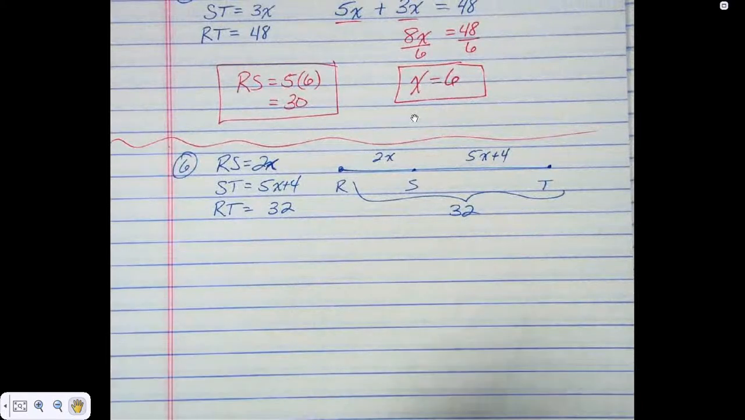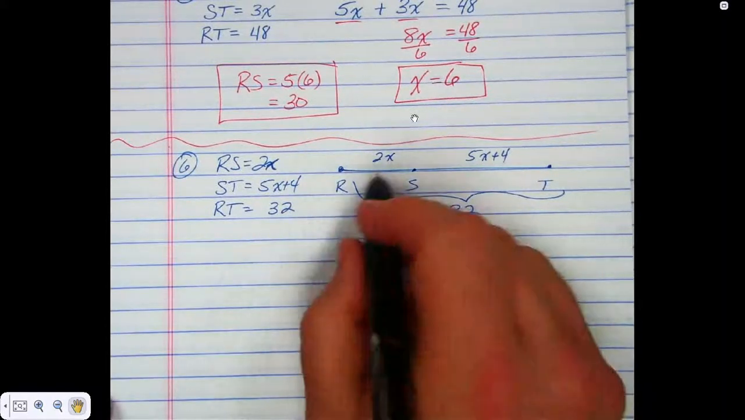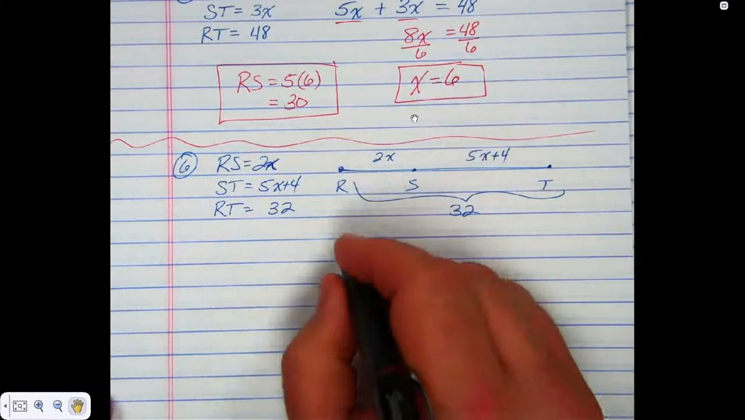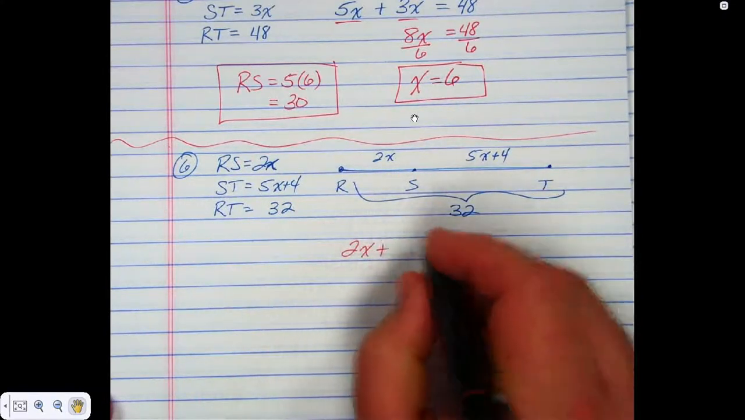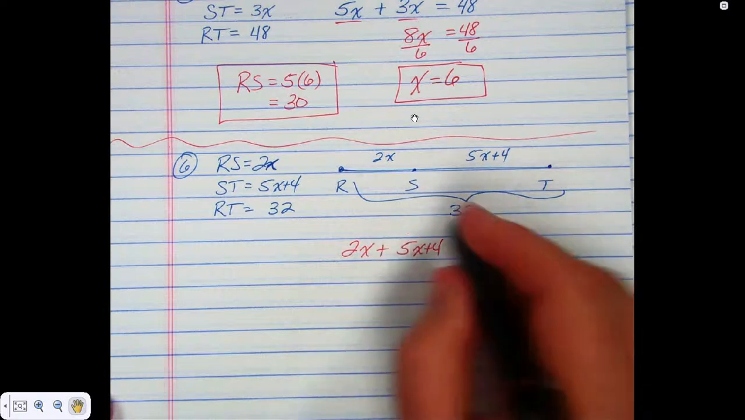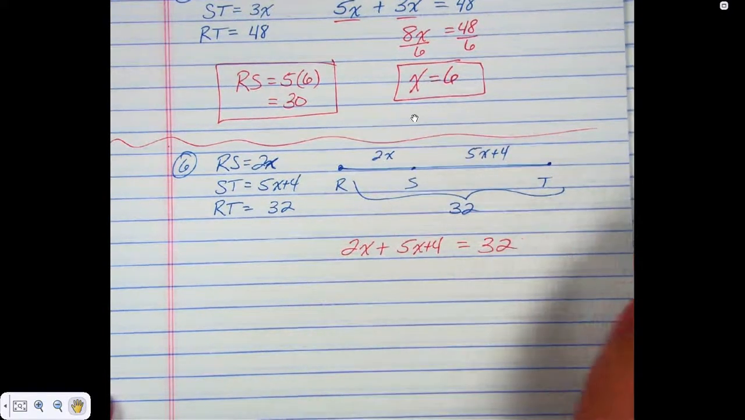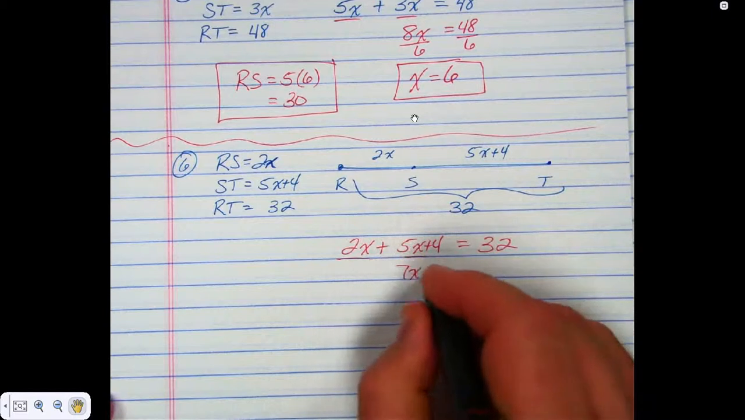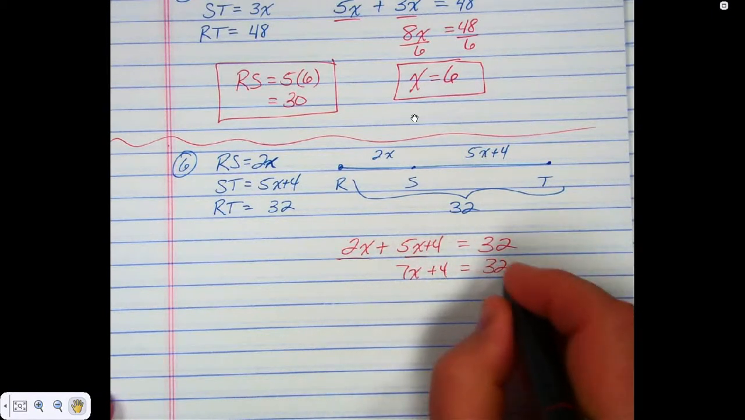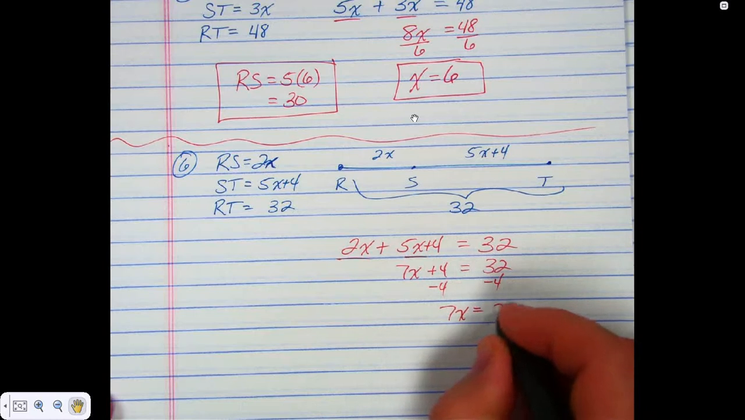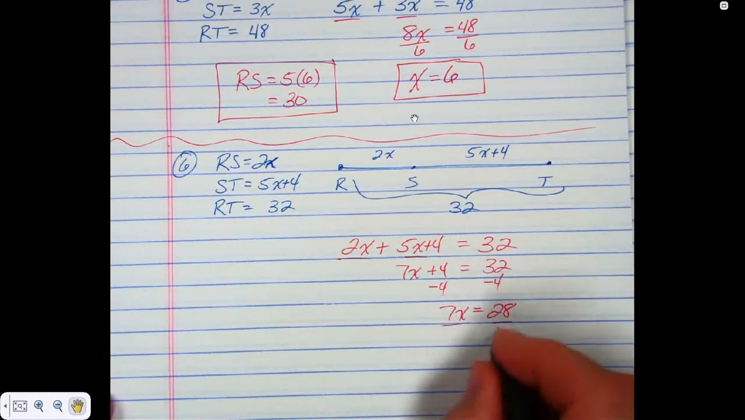What's my equation? I add the two smaller parts equal the whole, right? So what are my two smaller parts? 2x. Plus, what's the other part? 5x plus 4. Equals, what's the whole thing? 32. Now it's just an algebra problem, isn't it? 7x plus 4 is equal to 32. Subtract 4, subtract 4, 7x is equal to 28. Divide by 7, x is equal to? 4.